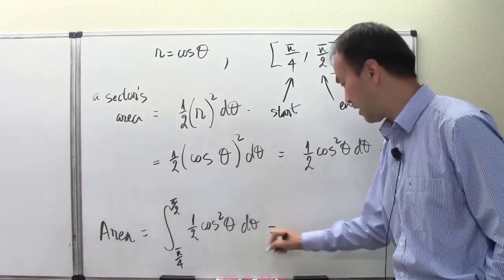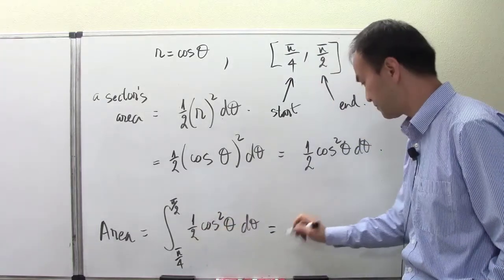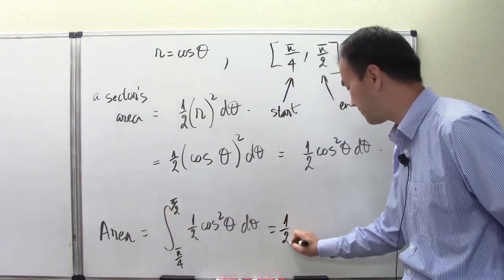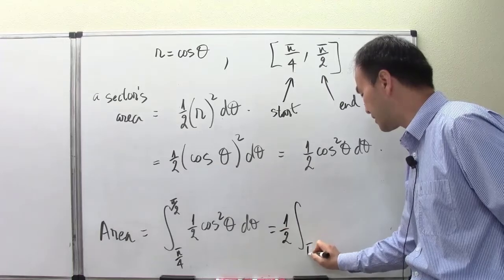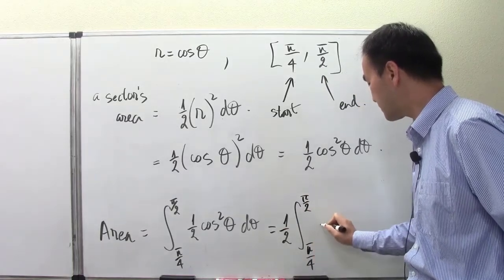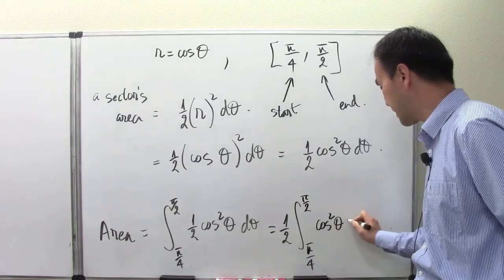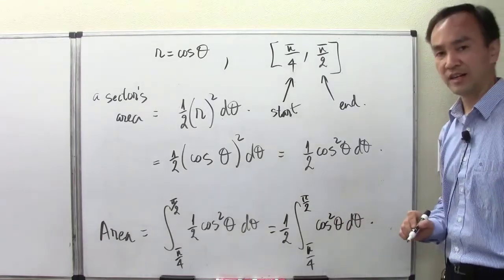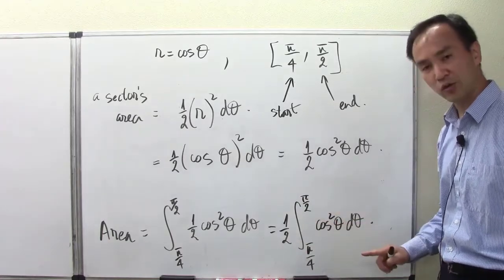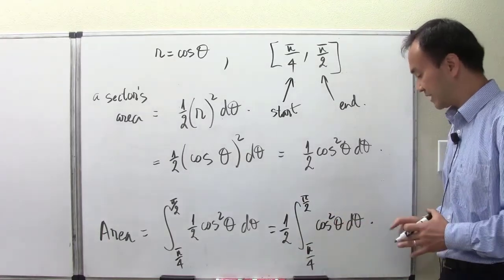Now I can see that we have a 1/2 factor here, which we can bring out front as a coefficient. So it's 1/2 multiplied by the integral from pi over 4 to pi over 2 of cosine squared theta, d theta. Now we just individually need to find the antiderivative of cosine squared theta with the d theta.